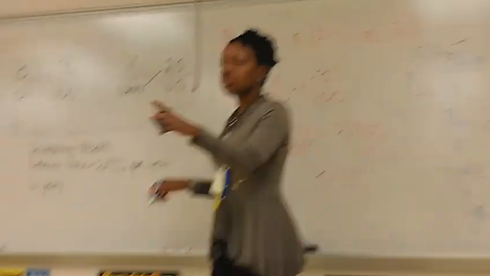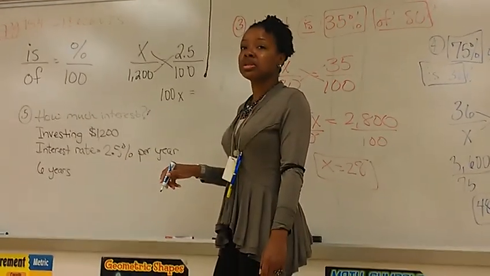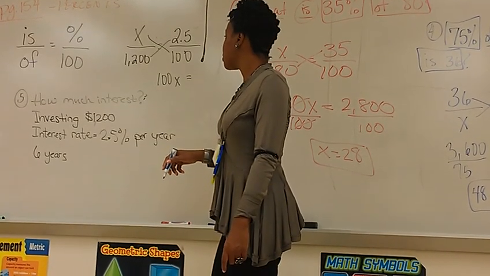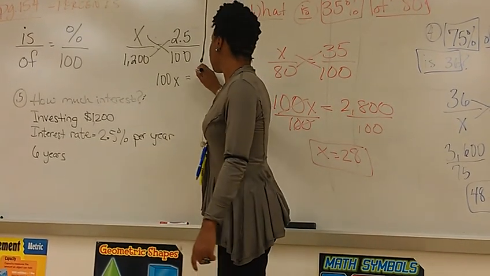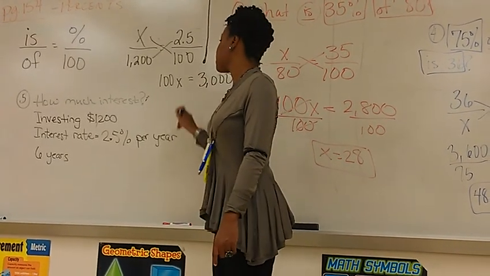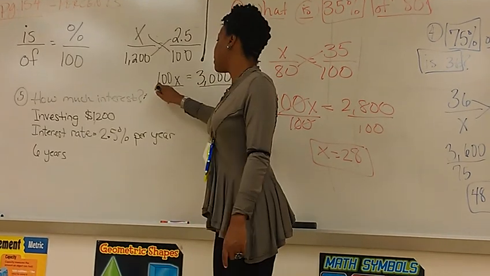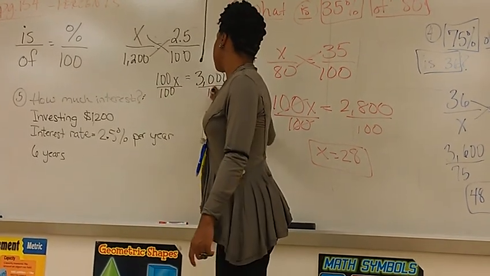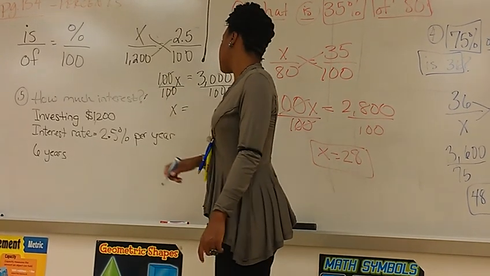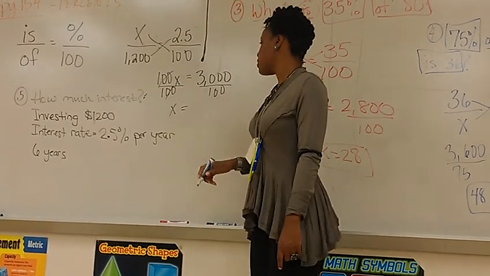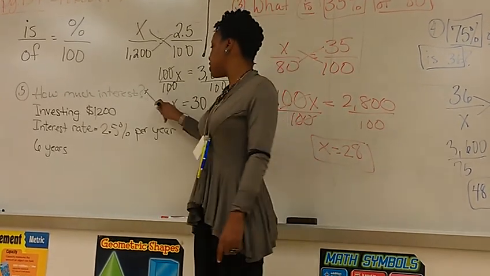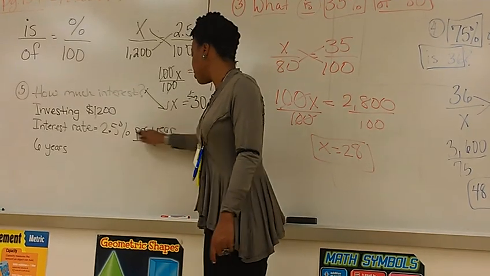What is it? 3,000? You sure? You might be right. I think you are right. Okay. So what's my last step? Divide by the 100, not by the x. And what do you get? 30, right? Now, here's my question. So that's $30 interest per year.